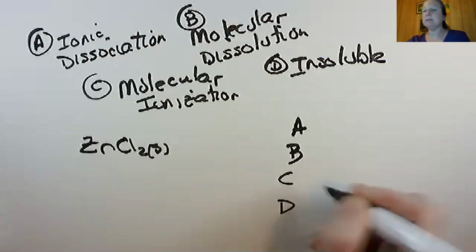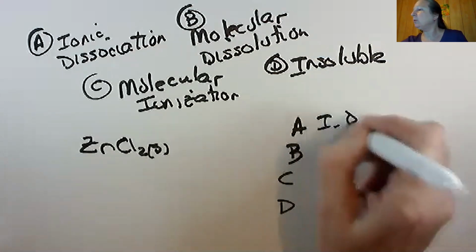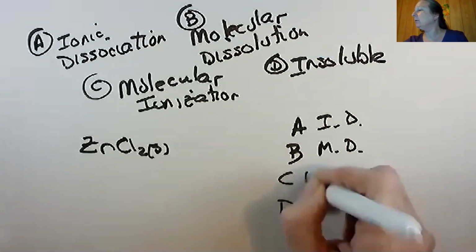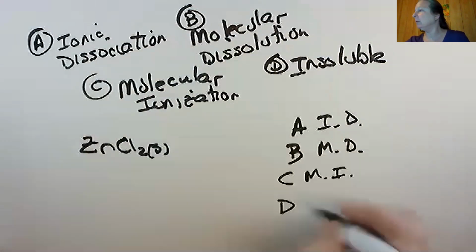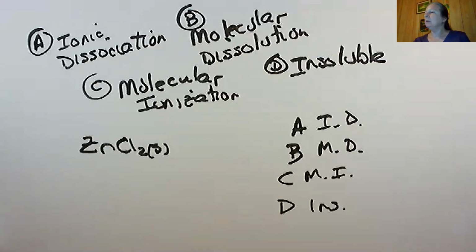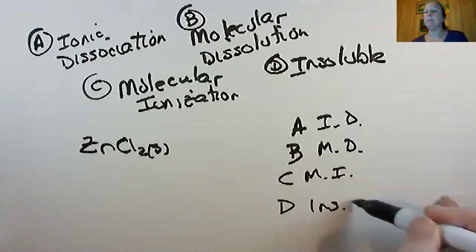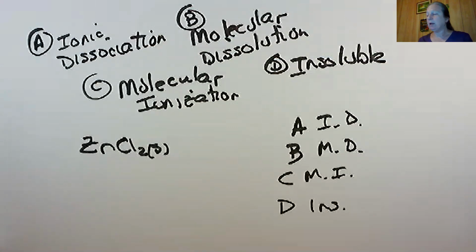Yes, it's soluble. So here are my choices. You know, you have your pull down menu. I'm just taking it from that. Ionic dissociation, molecular dissolution, molecular ionization, insoluble. The first question you ask once you check solubility is this an ionic compound or a molecular compound, a covalent molecule.